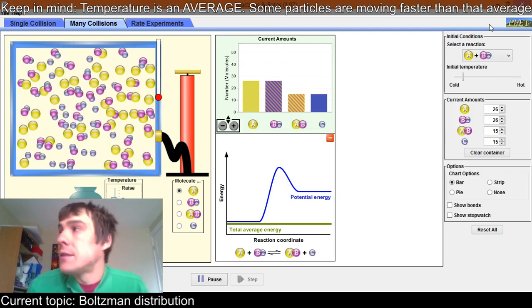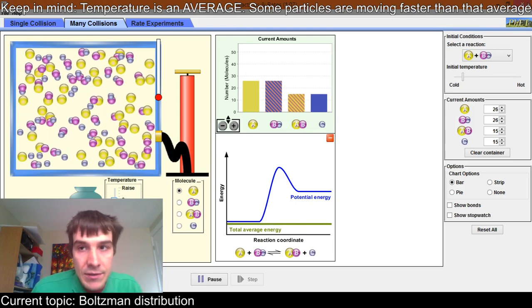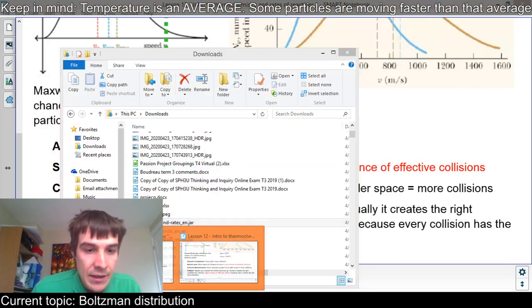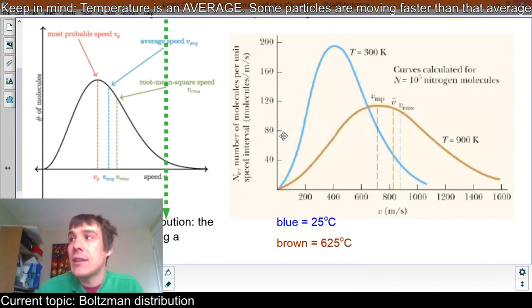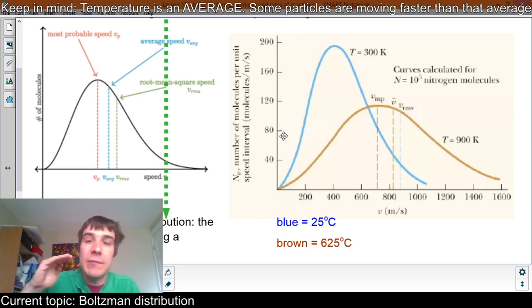So yeah, that's a cool little applet that shows you reaction rates, and especially the importance of this Boltzmann distribution. In the many reactions example, we had the average temperature way below what it needed to react, and yet we still had reactions happening, just like the water evaporating at room temperature.